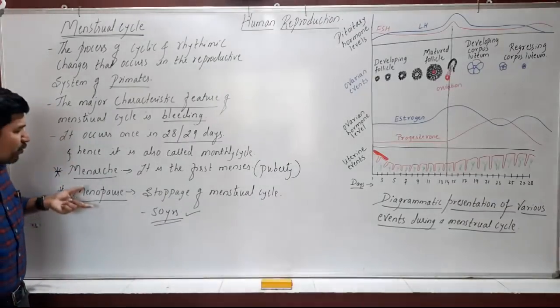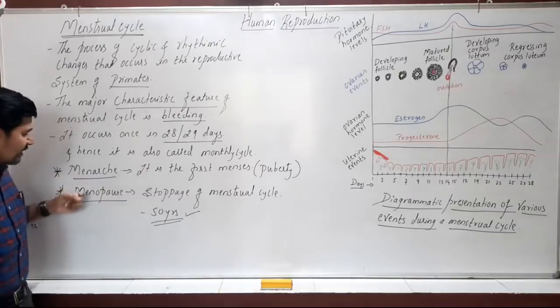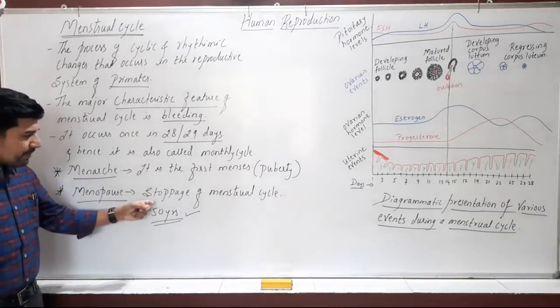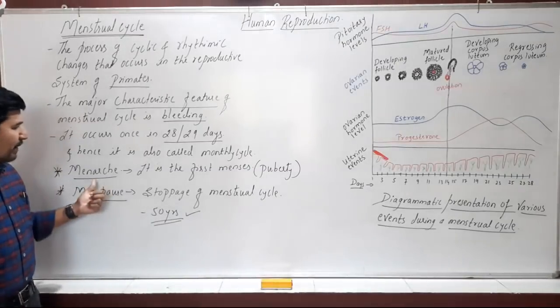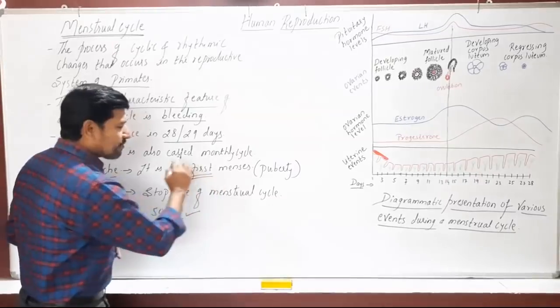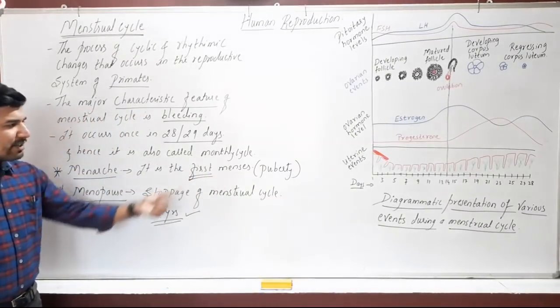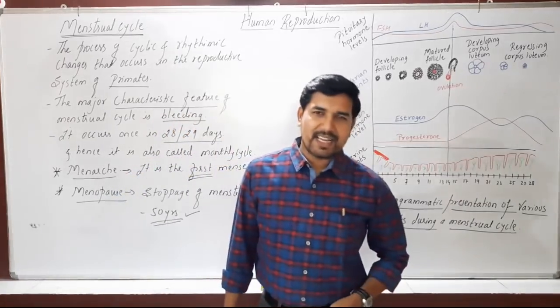So these are the two technical terms which will be asked for the definition type of questions: menarche as well as menopause. Menopause is the stoppage of the menstrual cycle which occurs at the age of 50 years, and menarche is the starting of the menstrual cycle, which is also called the first menstrual cycle, which occurs during the pubertal phase. So this is the introductory part of the menstrual cycle.